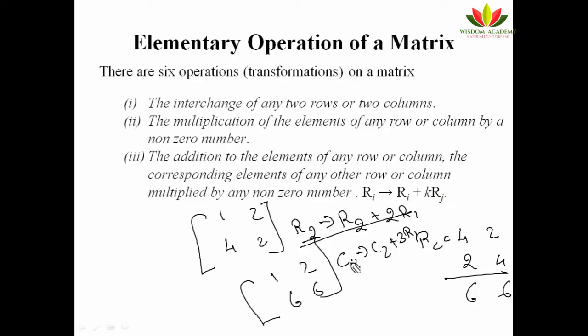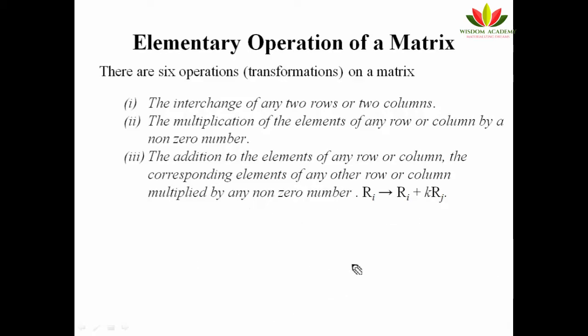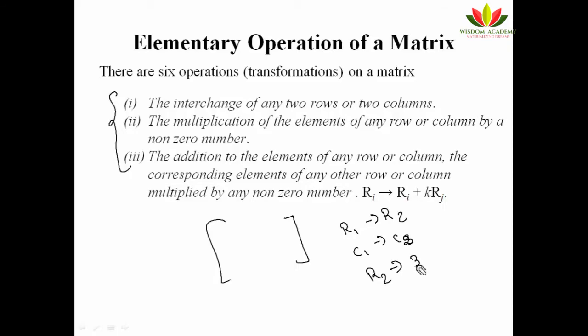What is the use of this? Using this, we can find the inverse of a matrix. Once again I will repeat these points. If a matrix is given to you, I can interchange rows, I can interchange columns. We call this an elementary operation. The second thing is that I can multiply any row or column with any non-zero number, that is important here.